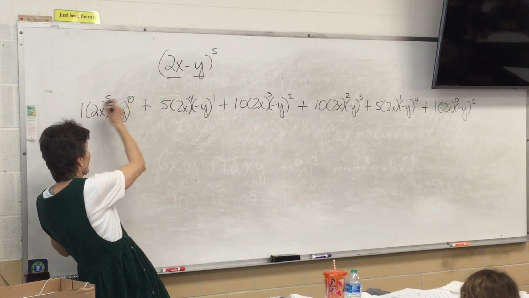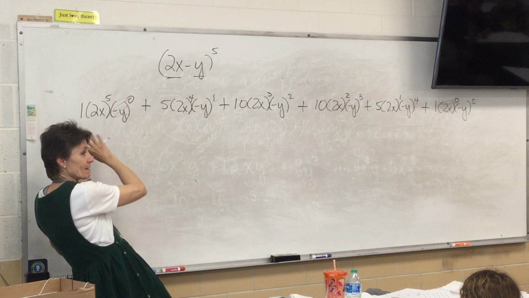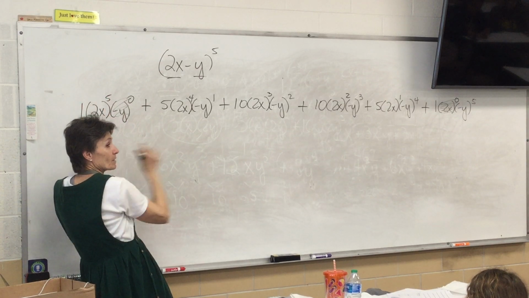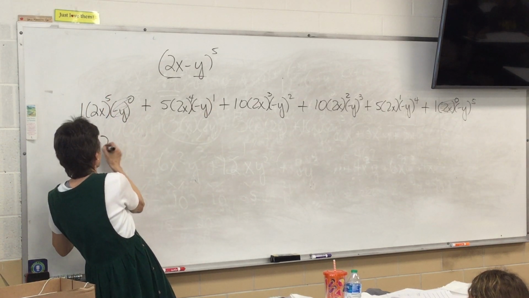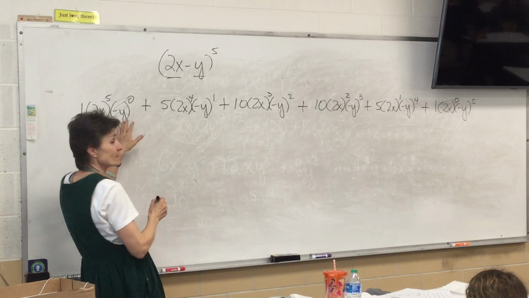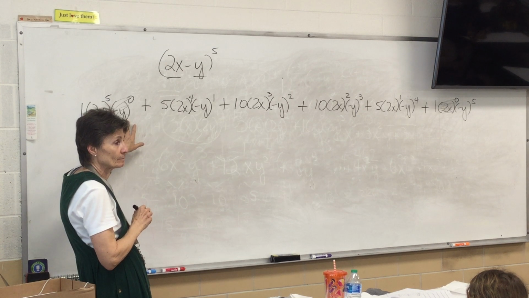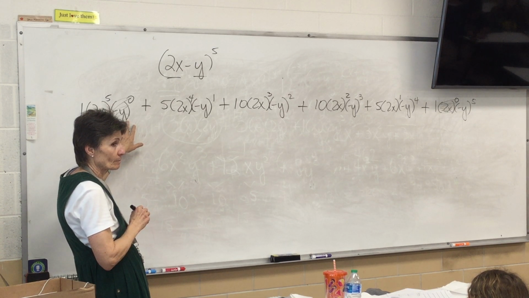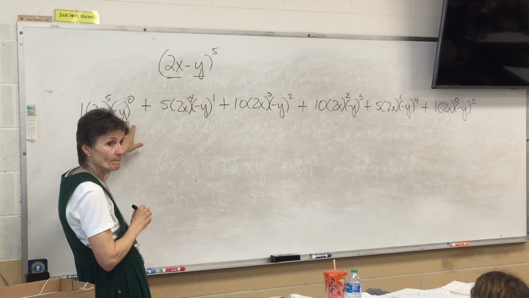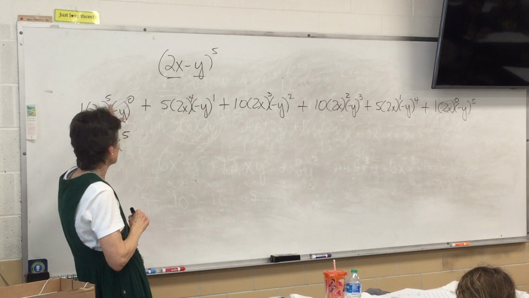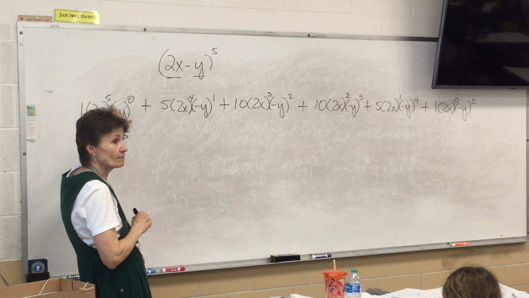Somebody tell me what I got right here in the very beginning. What is that first term going to be? Remember, that's a parentheses. 32 x to the 5th. The y is gone because of the 0 exponent. Everybody see where the 32 came from? 2 to the 5th. It's inside the parentheses, 2 to the 5th. 2 times 2 times 2 times 2 times 2.